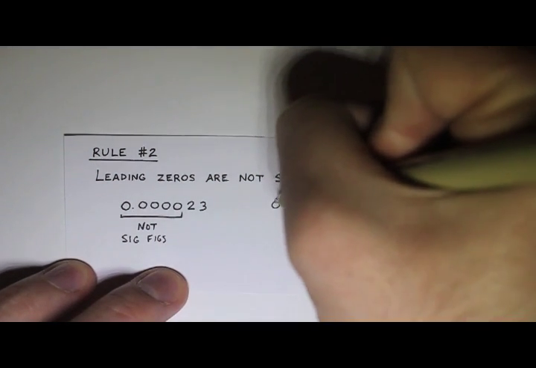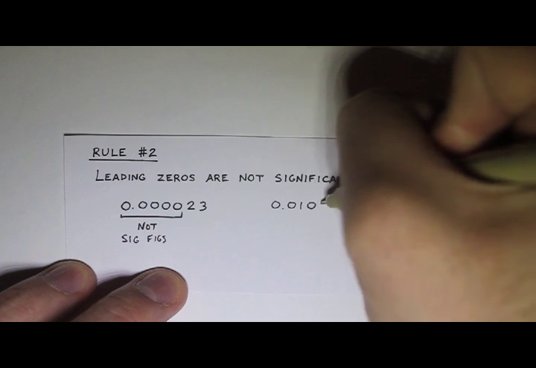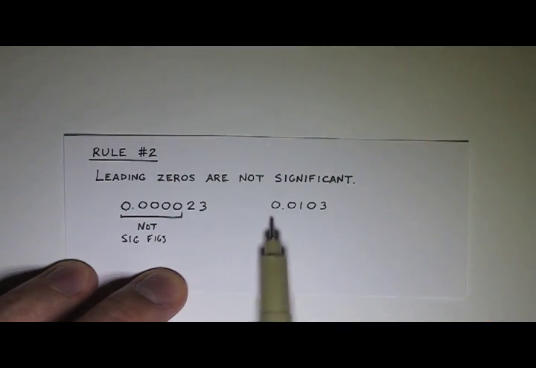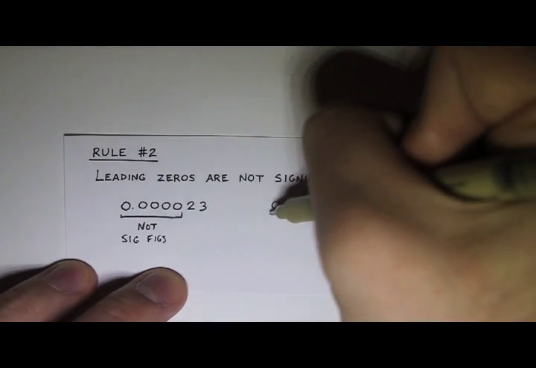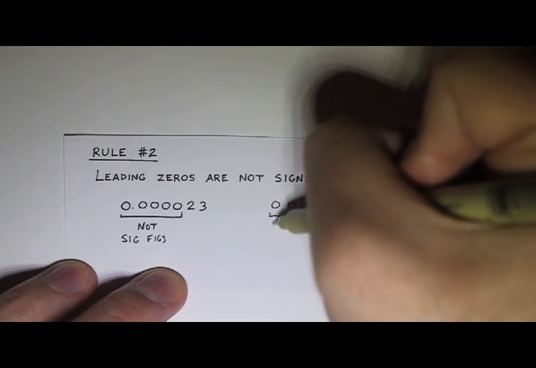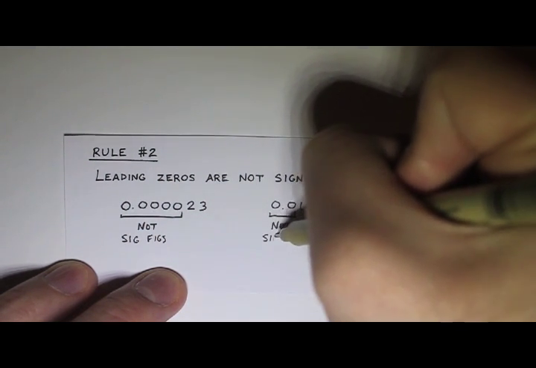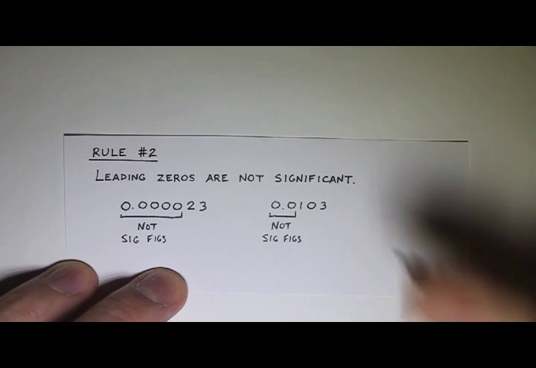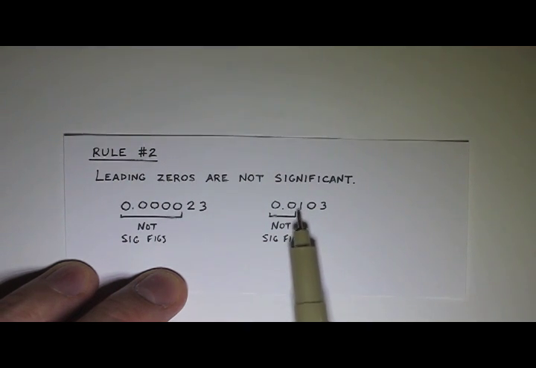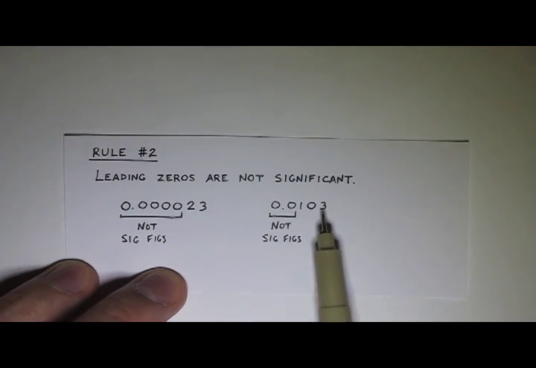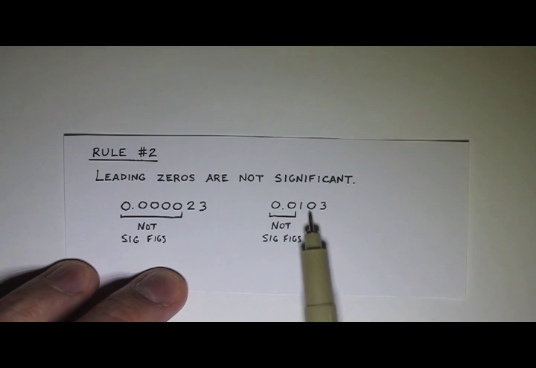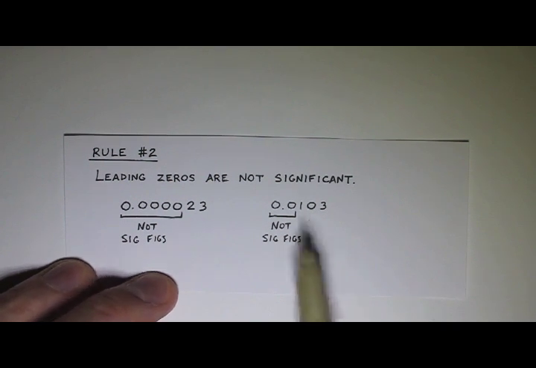What about a number like this, 0.0103? Okay, well these first two zeros here are not significant. Those are leading zeros, not sig figs. But the 1 is a non-zero integer, the 3 is a non-zero integer. What about that 0 in the middle? Well, it turns out that there's a rule for that.